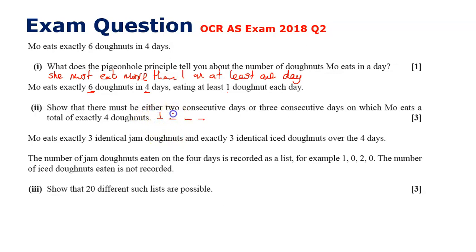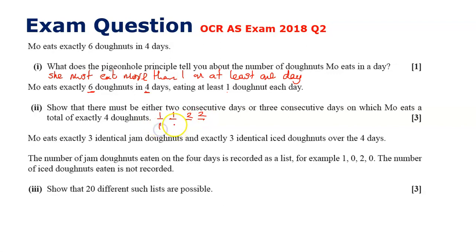So I'm thinking 1, 1, 2, 2 sounds reasonable. Now it says on this there must be either 2 consecutive days or 3 consecutive days in which Mo eats a total of exactly 4. And straight away I look at this and I think, yeah, that's got a 4 there. So 1122, can I list this any other way?